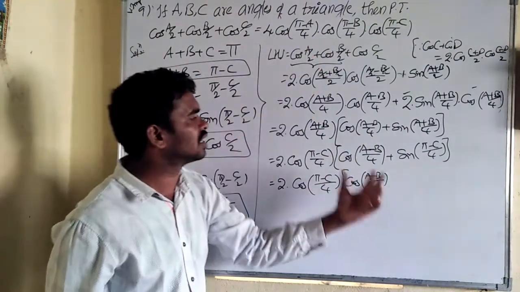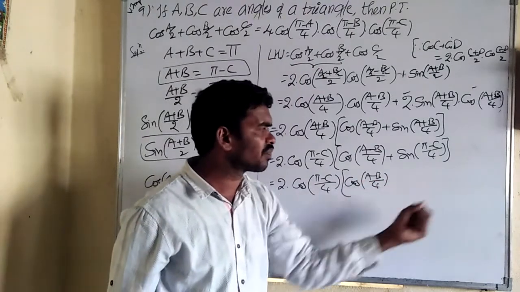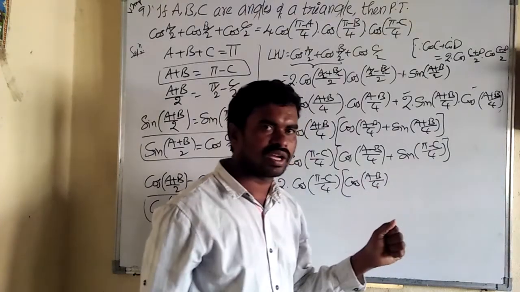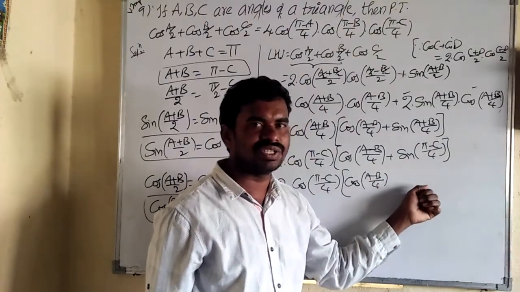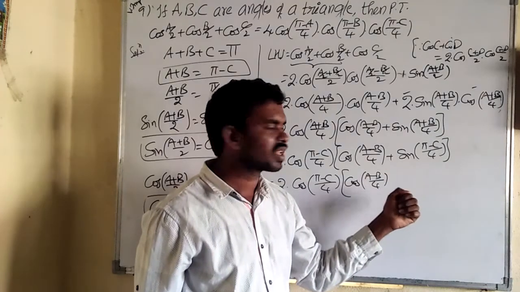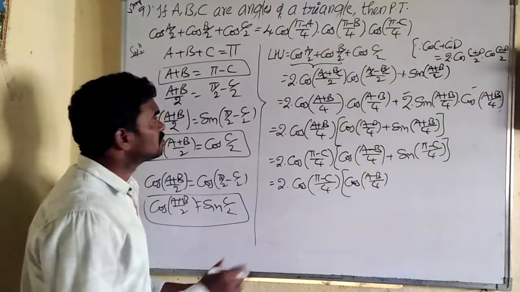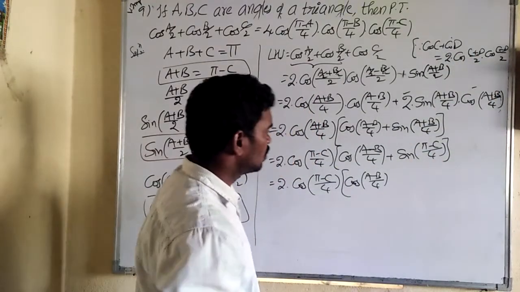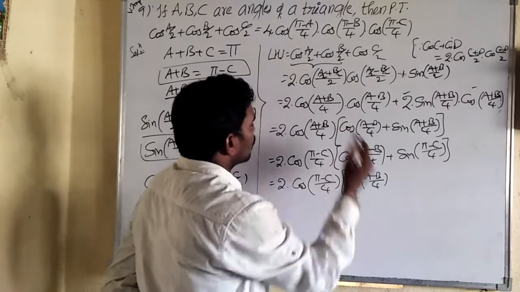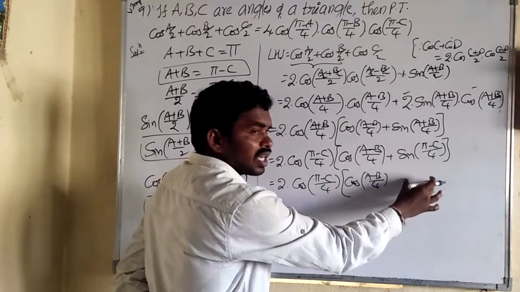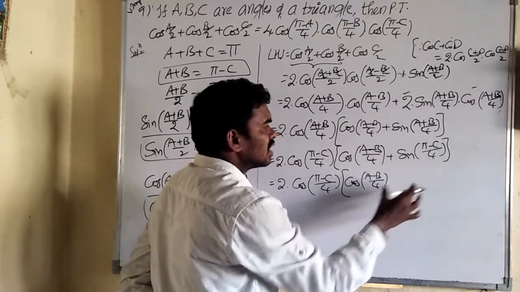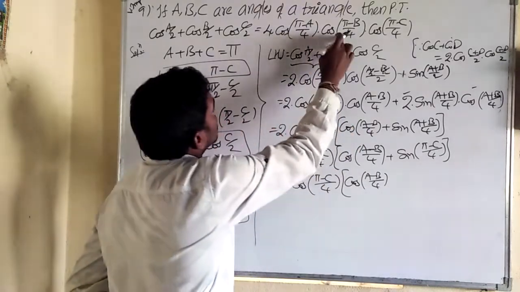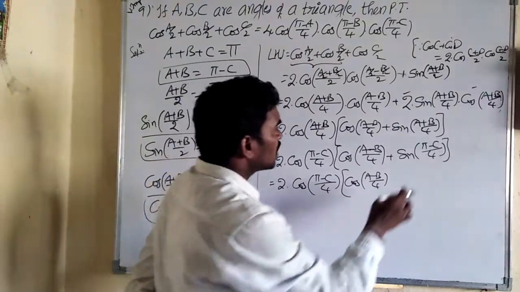So cos is there. To get cos means 2 cos, it should be cos c plus cos d. Why? Because of the cos c plus cos d formula: 2 cos of (c plus d)/2 cos of (c minus d)/2. So if it is also a cos, then cos plus cos we can write as 2 cos. But sine is there.